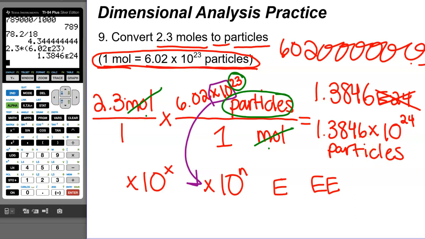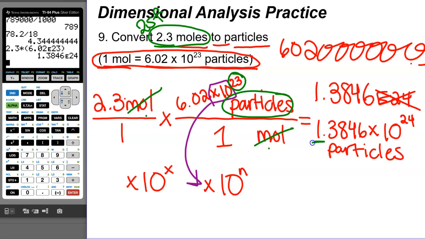Particles, very long word. And of course we need to round to correct significant figures. Let me erase some of these E's so we have room to write our final answer. So we have 2.3 moles as our given value. That has two significant figures, so we need to round our final answer to 2 as well. Now the times 10 to the 24th part does not count towards significant figures. It's just the value before the times 10 part.